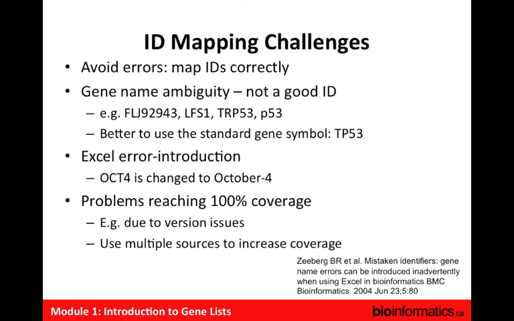Another thing that people might have seen is that Excel, a lot of biologists use Excel spreadsheet software to work with their genes. If you copy and paste a really big gene list into Excel, Excel by default tries to be smart and recognizes dates. So if you have a gene called OCT4, which is a pretty important transcription factor, it will change it to October 4th, or worse, it could change it to some number or some weird date format. And you might have seen this, and it's incredibly difficult to get Excel to not do that.